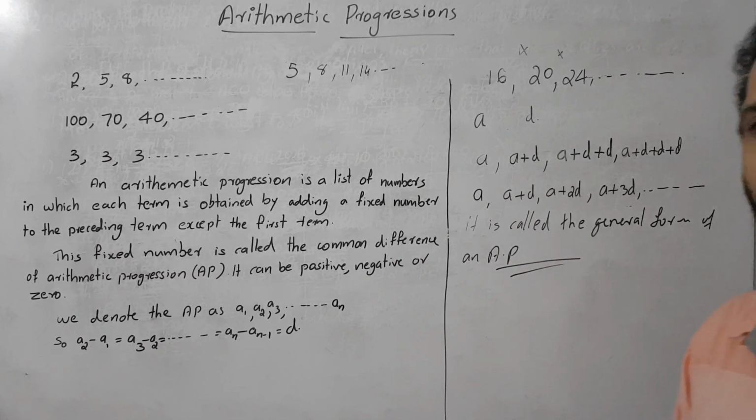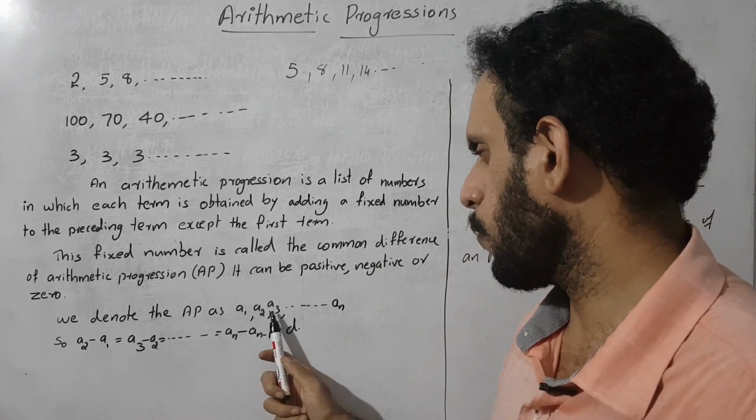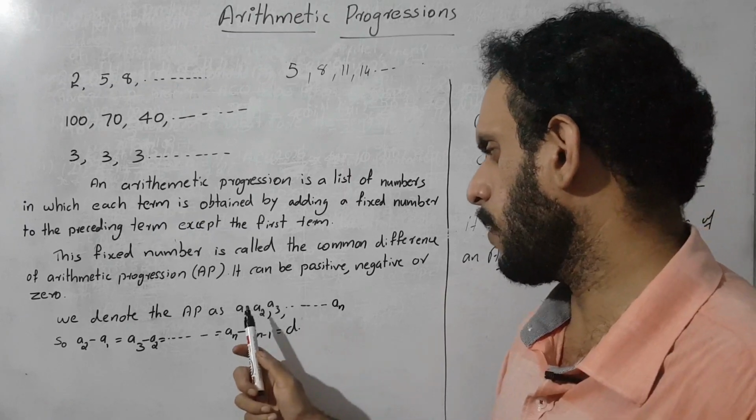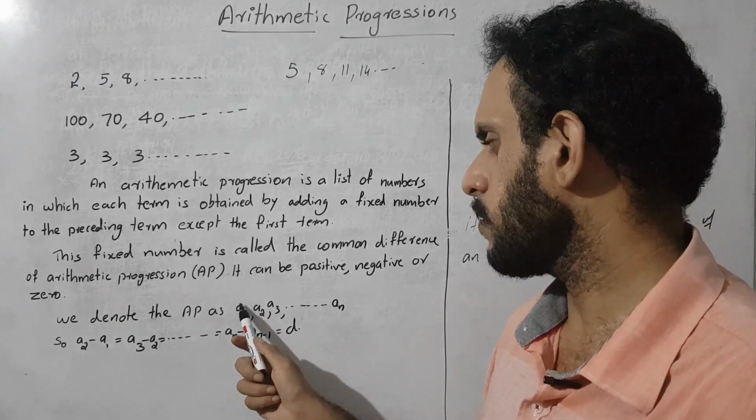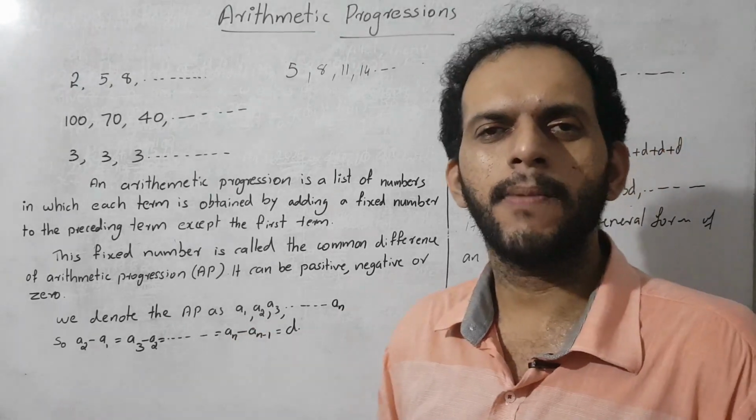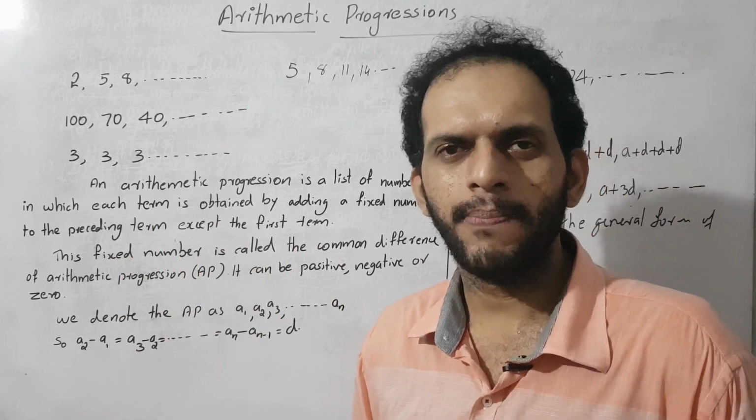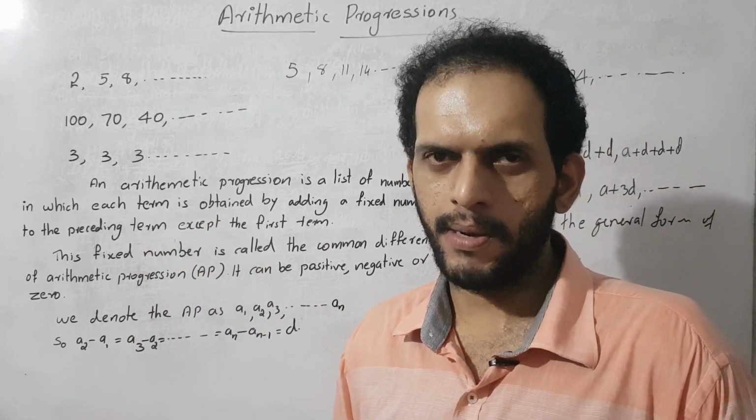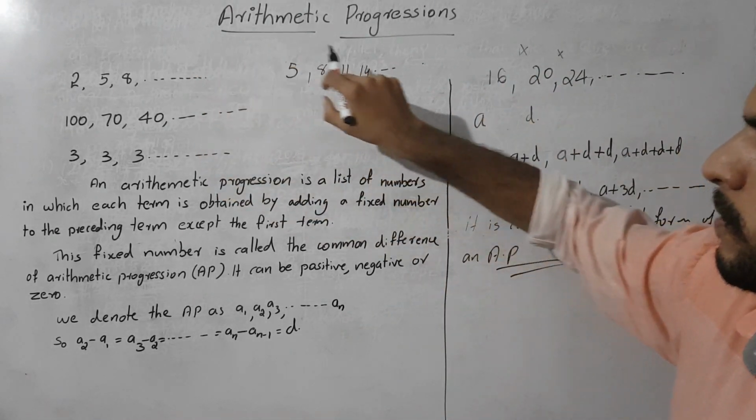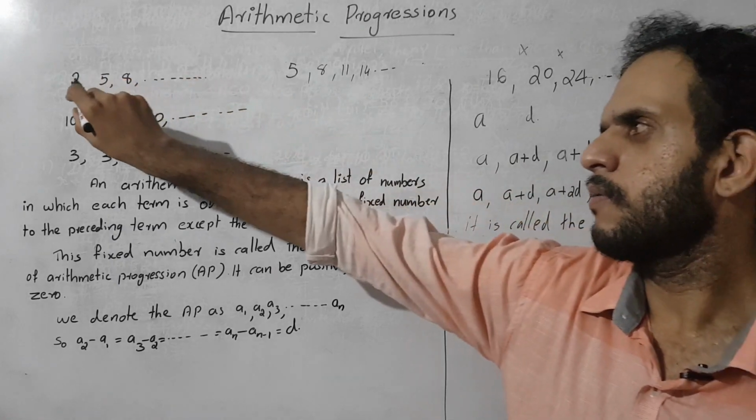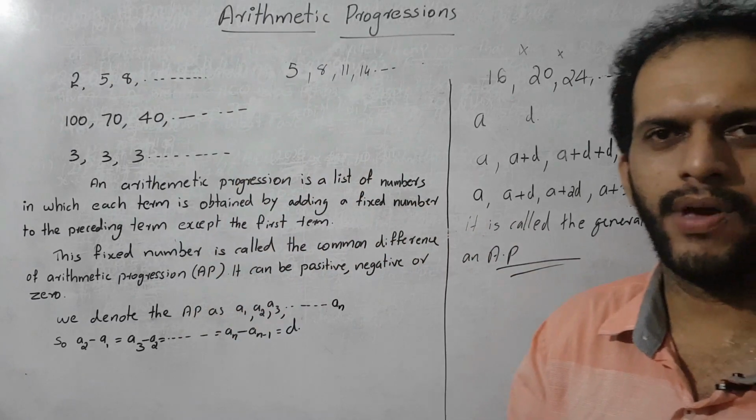Then here we have two types of AP. The first one is like this: A1, A2, A3, etc., and here we know the first term and the last term. This type of AP, where the first term and last term are given, is called a finite AP. Okay, and for this other type of AP, these are the examples. We don't know the last term. We know the first term, but we don't know the last term, etc. We don't know where it ends.